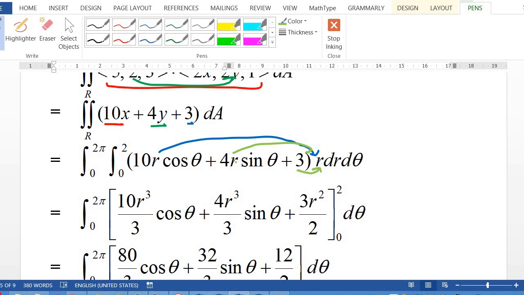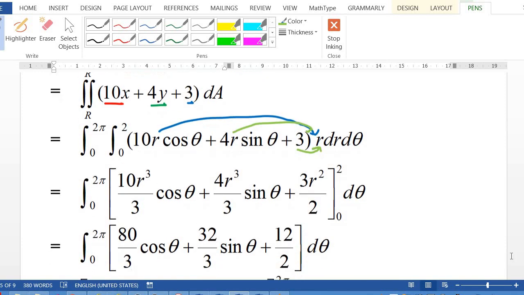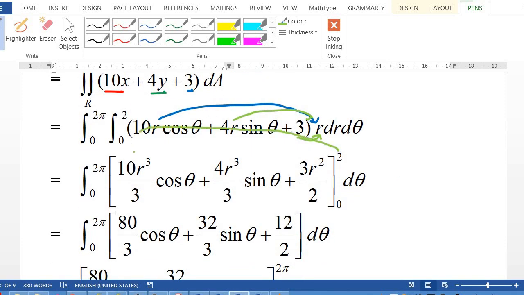So 4r squared sin theta, integrate with respect to r: 4r cubed over 3 sin theta. For 3r dr, you get 3r squared over 2. Plug in the limits of r from 0 to 2. So plug in r is 2 here: 2 cubed is 8, 8 times 10, so 80 over 3 cos theta.